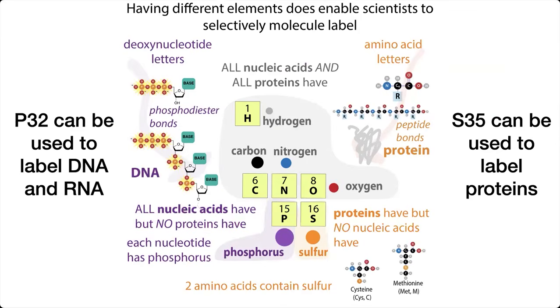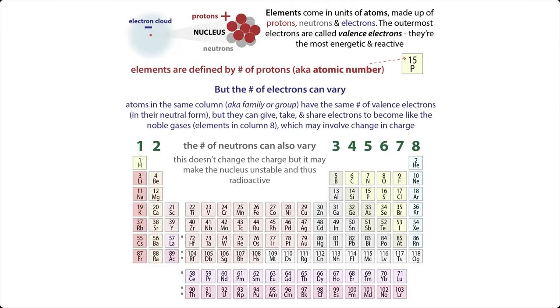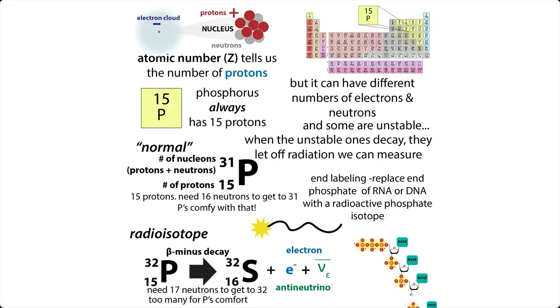Yes, even these days. If you think about elements, an element is defined by the number of protons, but the number of electrons can vary, which will impact the charge, and the number of neutrons can vary, and that won't impact the charge, but it might impact the stability of the nucleus. And if you make the nucleus too unstable, then you can end up with radioactivity where particles of energy are kind of given off. And we can measure this radiation that's given off as the molecules decay.